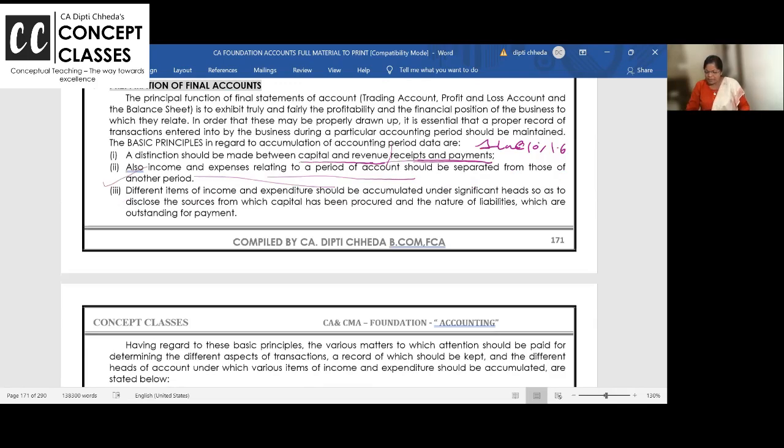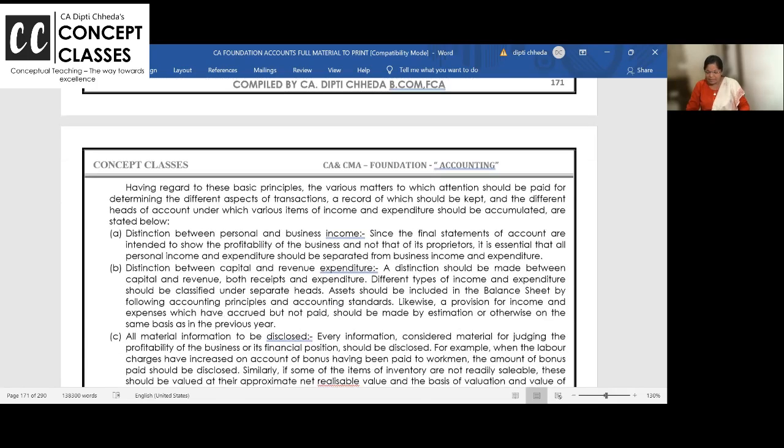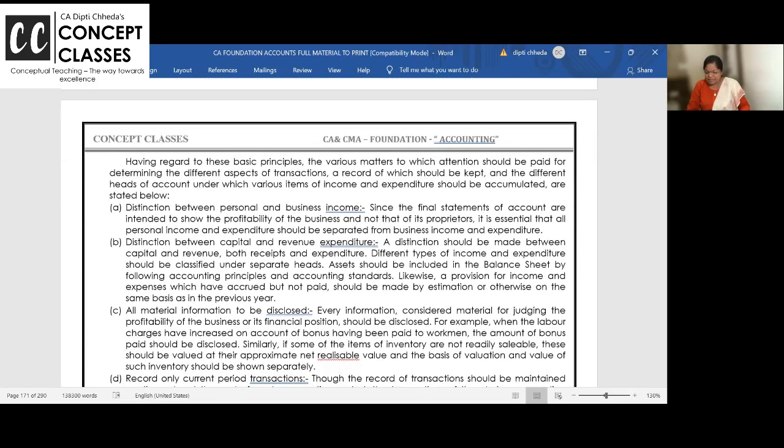Having regard to this basics, the various matters to which attention should be paid: personal and business income. Superb. I'll give you one best. These are the alertness. You know how you stop on signals? So these are the signals for you not to go wrong in exam.